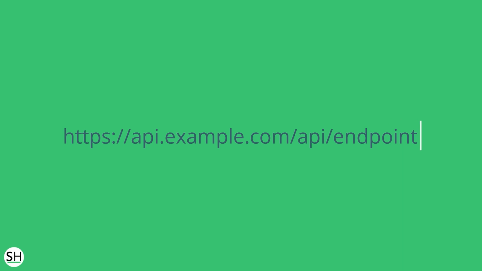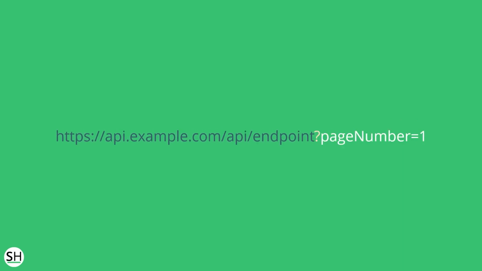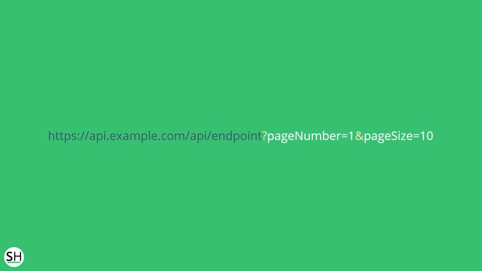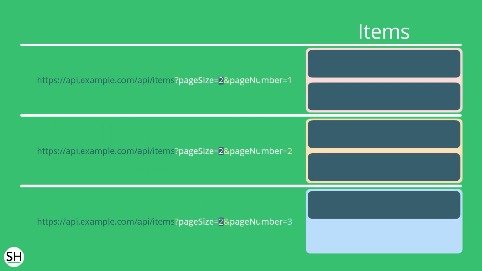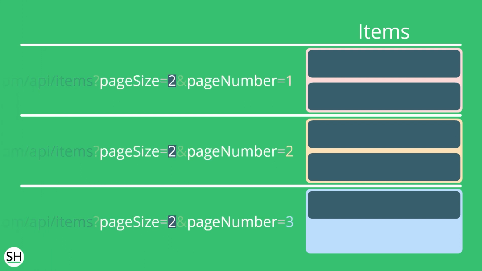The most basic paging method works by appending the page number and optionally the page size variable to your request payload. Say you are requesting this dataset with 5 records using a page size of 2. Then it would take these 3 requests to get all the data. Note the incrementing page number. We know we have reached the final page when the number of results is less than the page size.